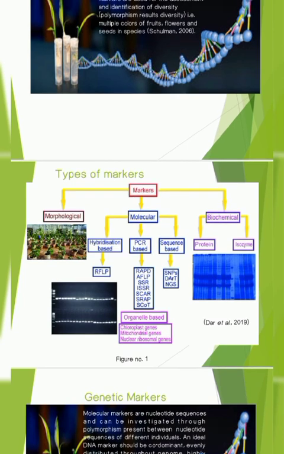The PCR based markers: first is RAPD, the random amplified polymorphic DNA. In RAPD, oligonucleotides are used. The single stranded DNA sequence is used in the PCR technique. Primer is used to hybridize with the DNA sample. Actually, the molecular markers are based on diversity in DNA sequence.